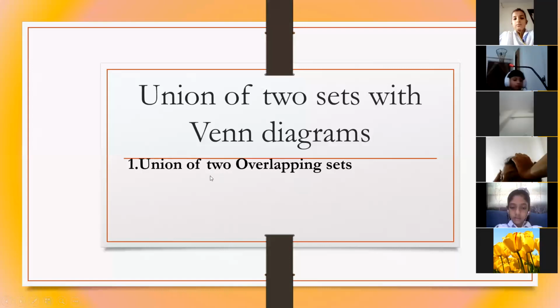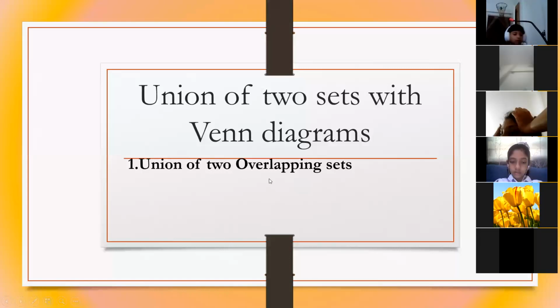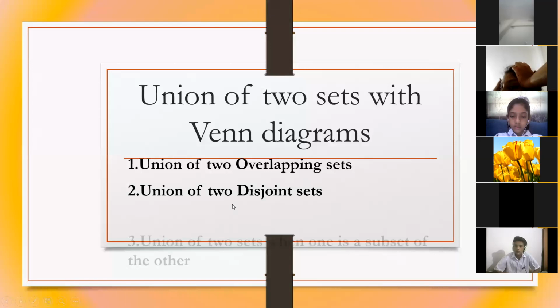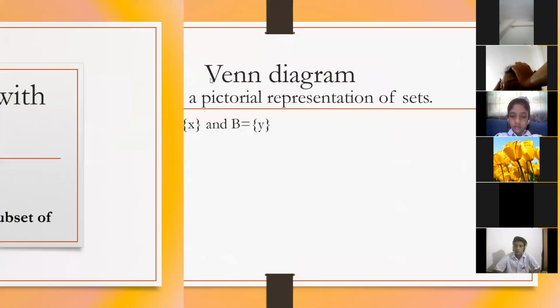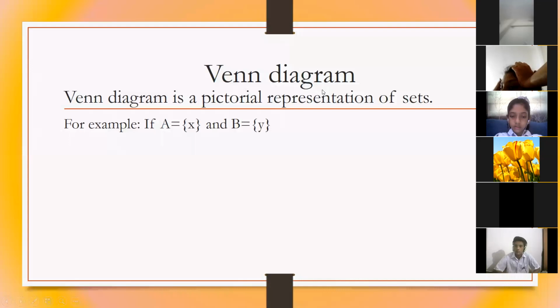Today we are going to discuss two overlapping sets union, two disjoint sets union, and union of two sets when one set is a subset of the other. We have already discussed overlapping sets and disjoint sets. Right now, first of all, if it is not clear to you what the Venn diagram is, let me make it clear.